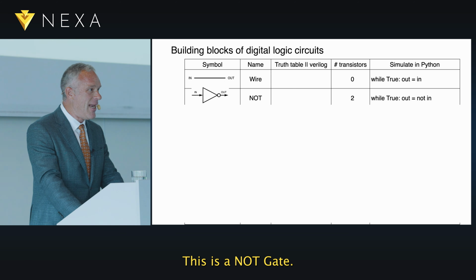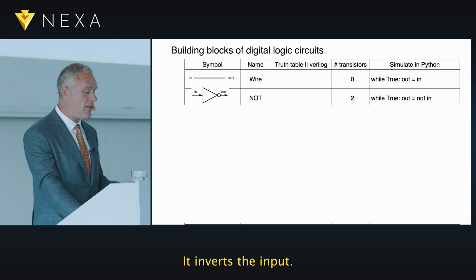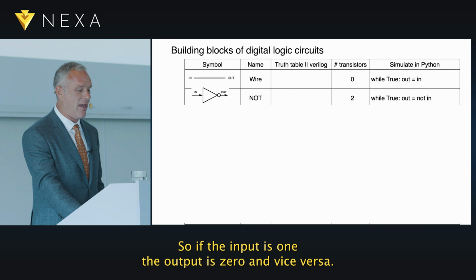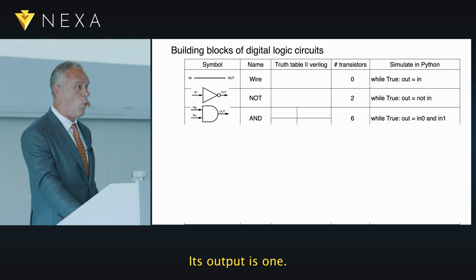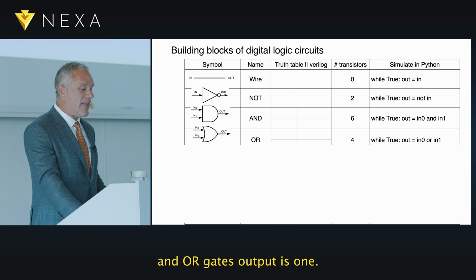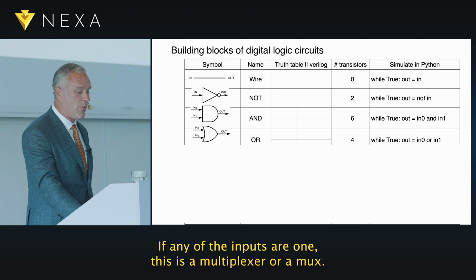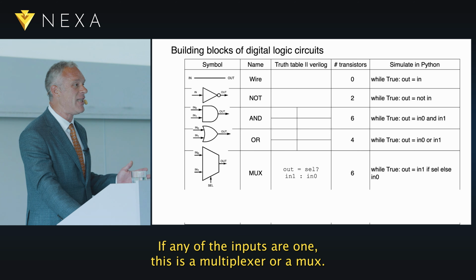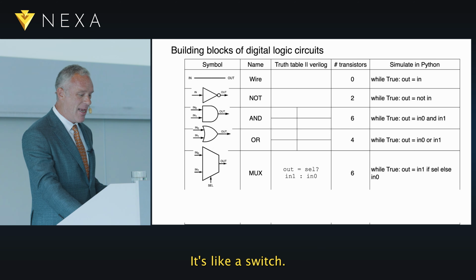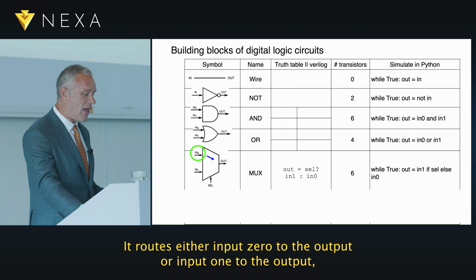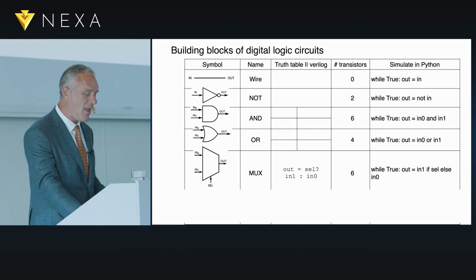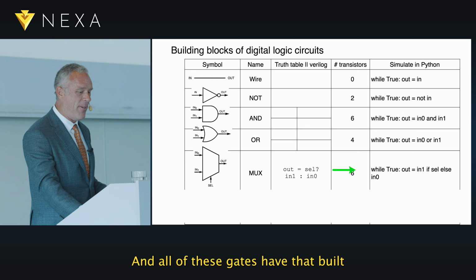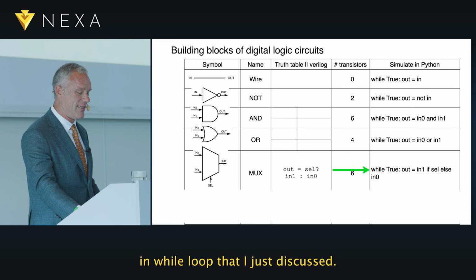This is a NOT gate. It inverts the input. So if the input is 1, the output is 0, and vice versa. This is an AND gate. Its output is 1 if all of the inputs are 1. An OR gate's output is 1 if any of the inputs are 1. This is a multiplexer or a MUX. It's like a switch. It routes either input 0 to the output or input 1 to the output, depending on the state of the select line. And all of these gates have that built-in while loop that I just discussed.